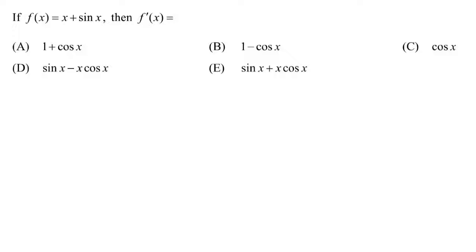This next problem, very straightforward problem. We're doing the derivative, and we have this written out as a polynomial. So we just do the individual derivative of each term. The derivative of x is 1 plus the derivative of sine of x is cosine x. Our correct answer choice should be A.